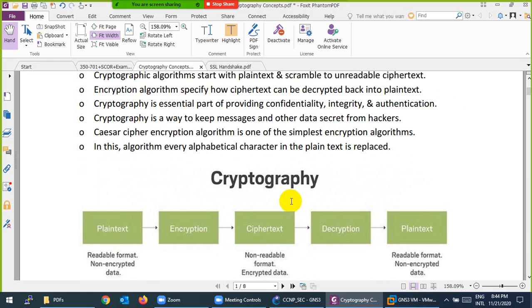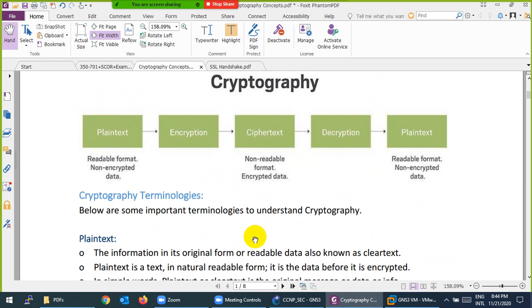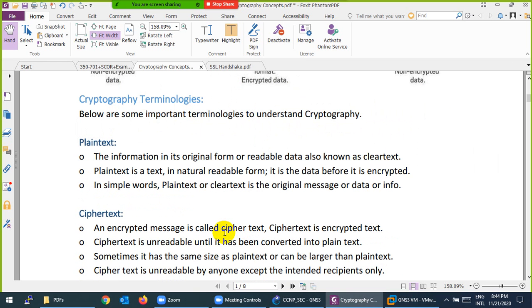But before understanding cryptography, we need to know some terminology: plain text, encryption, ciphertext, decryption, and algorithm. Now, what is plain text? Plain text simply means readable, which can be understood by anyone. The original form of data, original information, clear text, natural readable form, before encryption. Our original message, our original data, which is readable, is called plain text. Okay, clear.